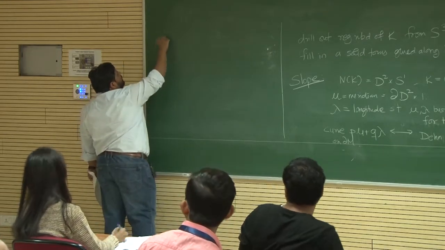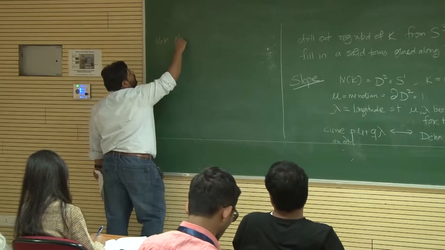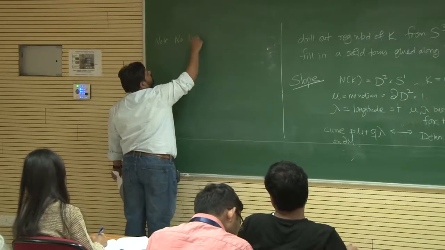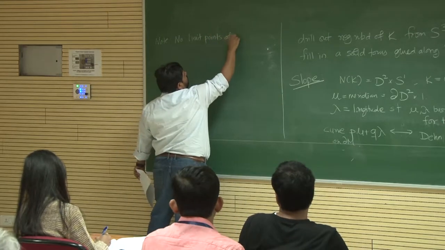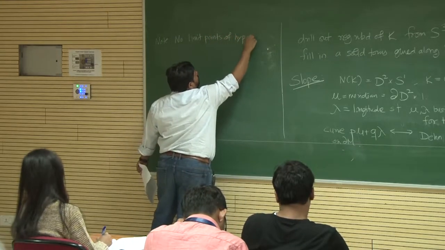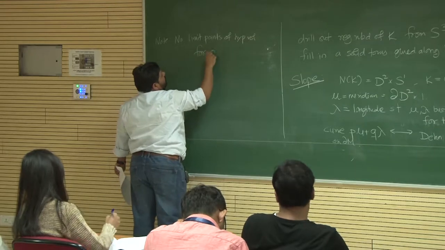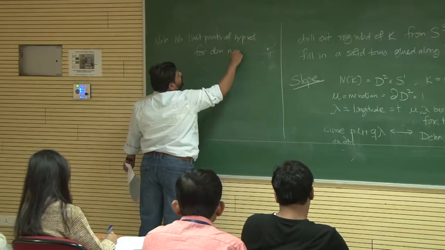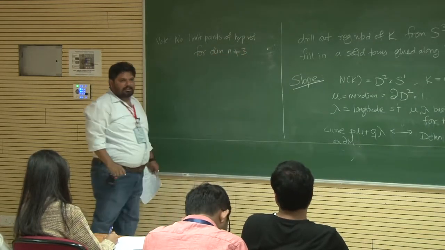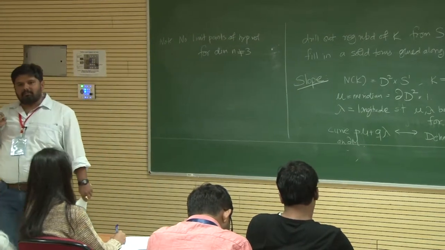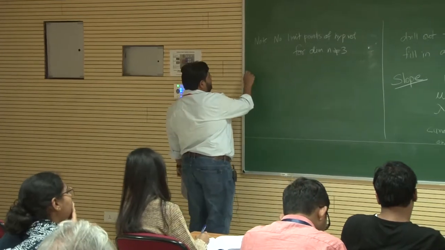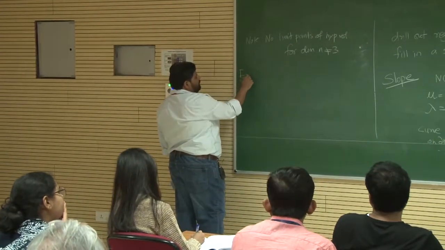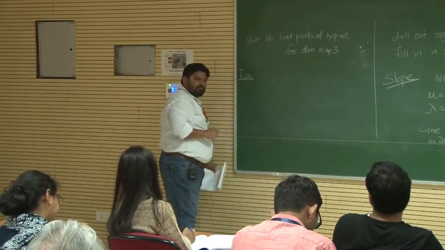Note that there are no limit points of hyperbolic volume for dimensions n not equal to 3. So this is an exclusively dimension equal to 3 phenomenon. So here is an example. The example is going to start with another exercise.